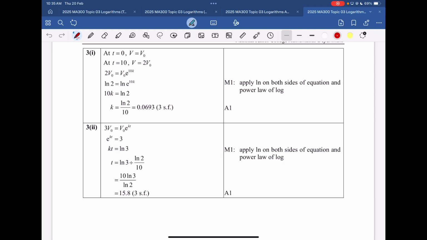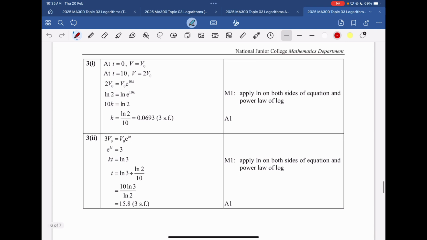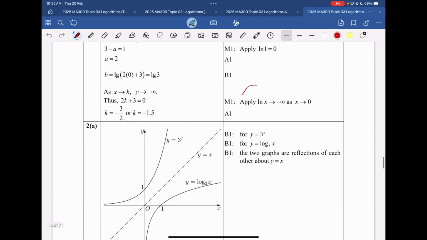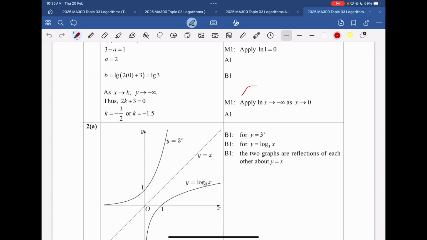So you must remember when you draw a graph, you must put the intercepts, for example the x and y intercepts. Okay, very good. Very good. Well, your graphs are all very nice.